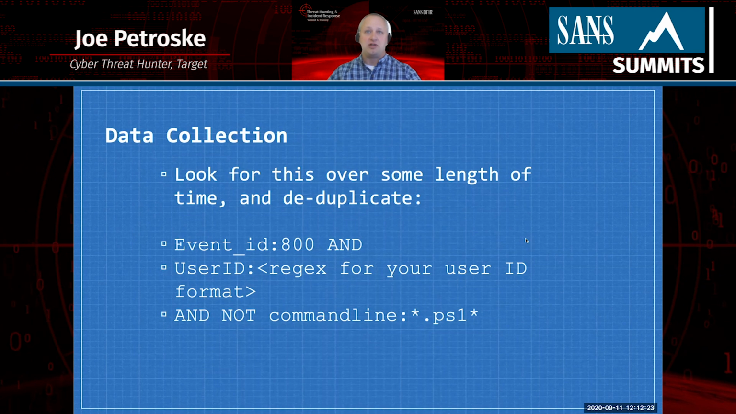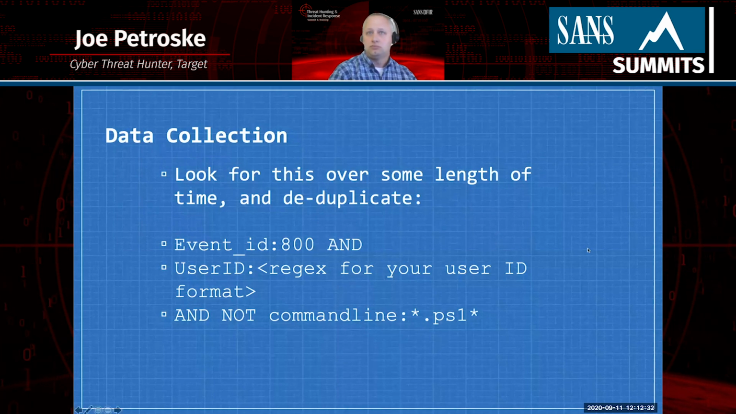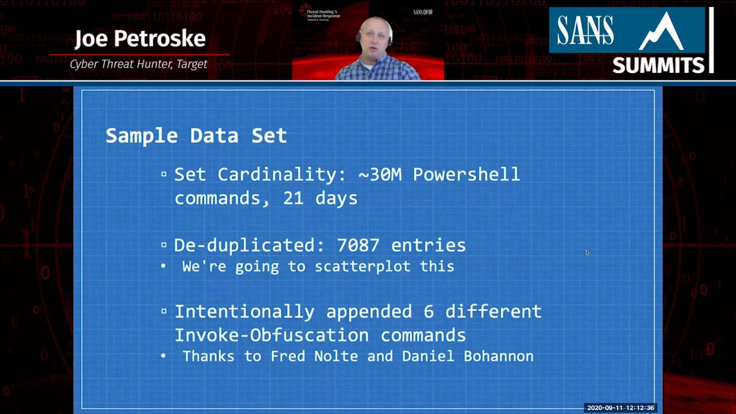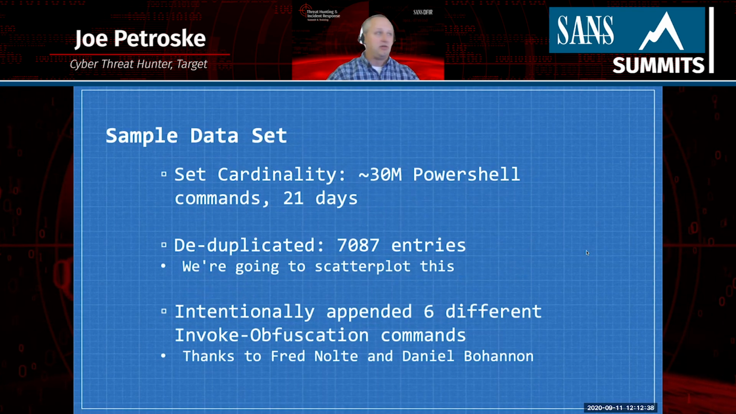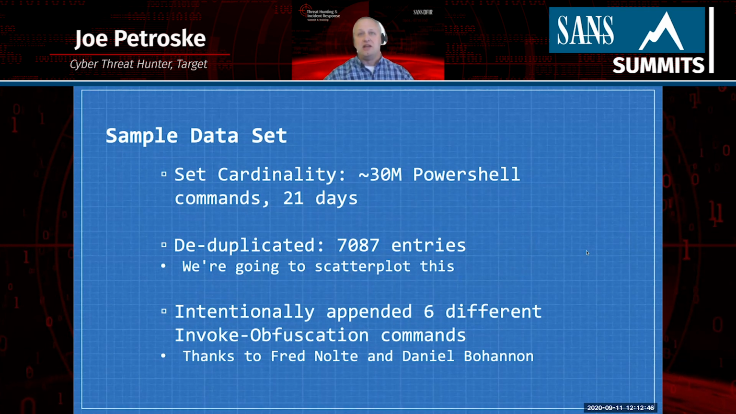So in other words, these are PowerShell native commands run from the shell, logged into event ID 800, and run by something under a user context. So when I did this, I ran this for about 3 weeks across my entire enterprise and just got as much PowerShell as I could possibly get my hands on. Total cardinality, that was pretty big, right? It's about 30 million things.